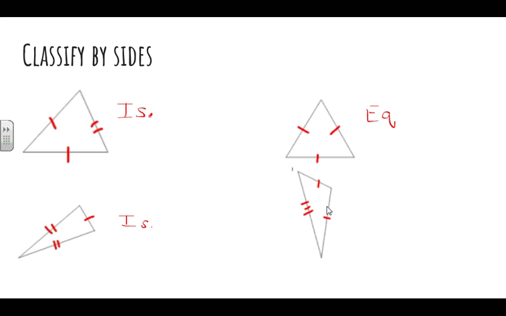And last, this triangle over here has three sides that are all different. They do not match. They are not the same size. They don't have the same hash markings. So this is a scalene triangle. Okay, that's it for this video.